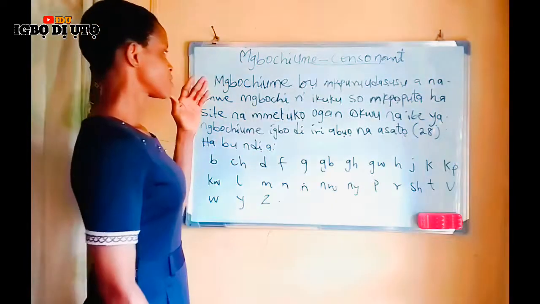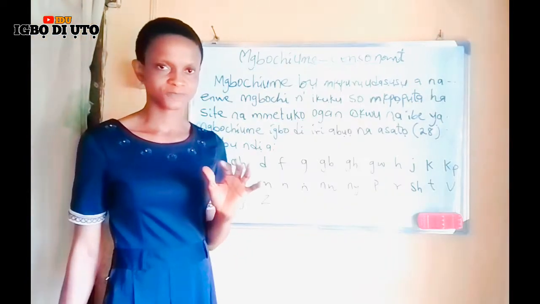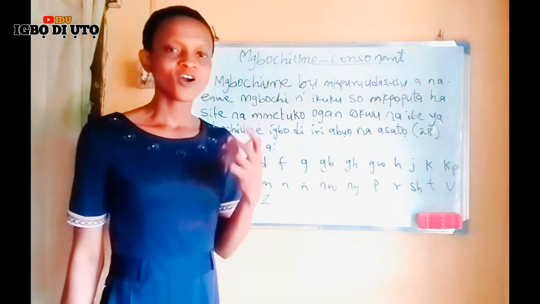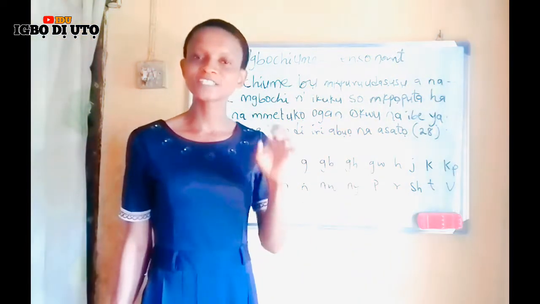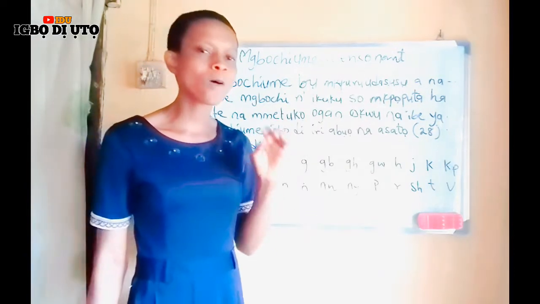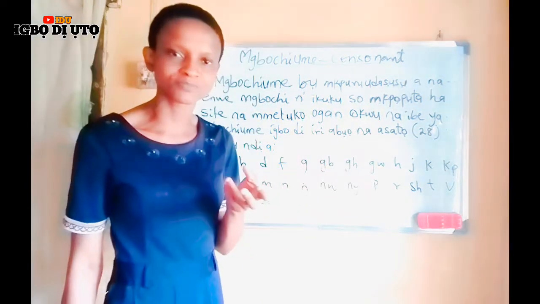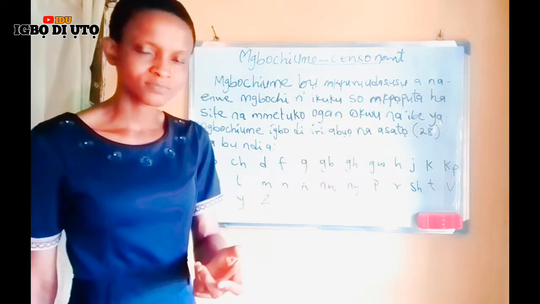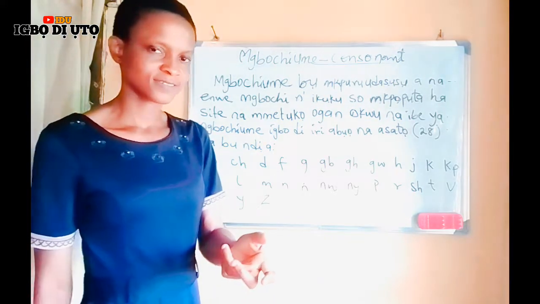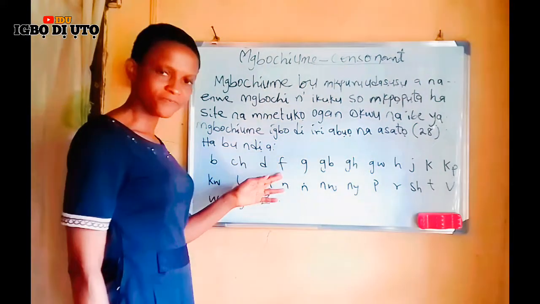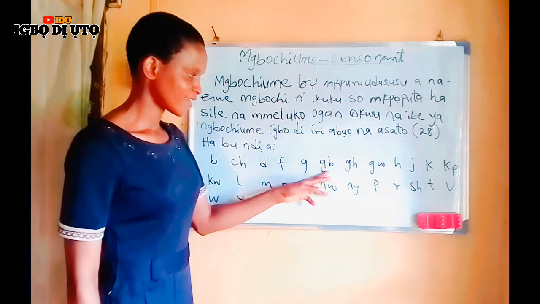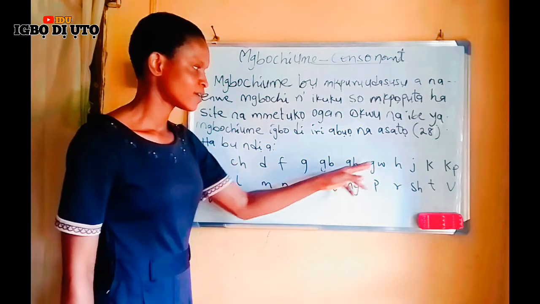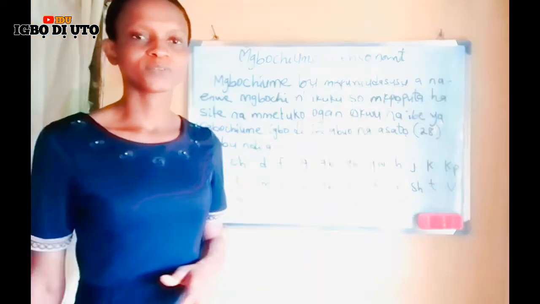I repeat what mgbochiume is all about in English. Mgbochiume, that is consonants in English. Consonant is a speech sound that is produced by partial or complete obstruction of the air stream by any of various constrictions of the speech organs.